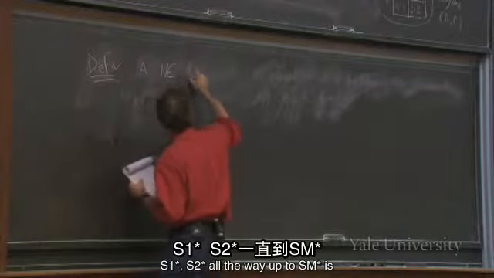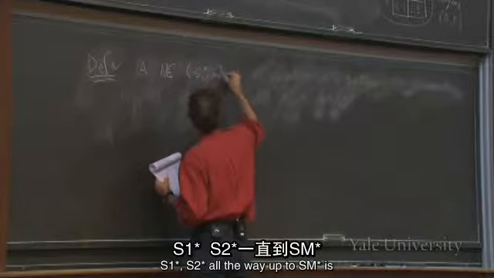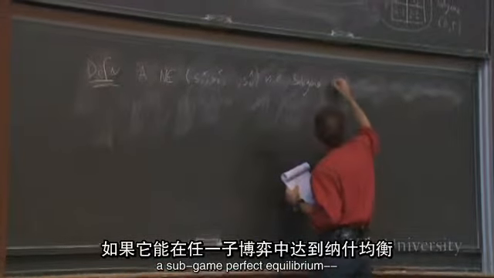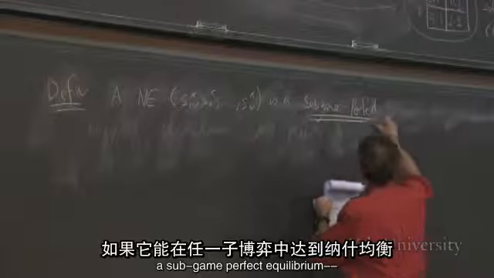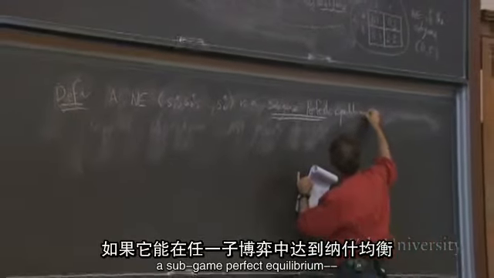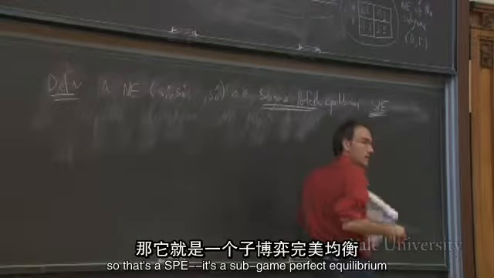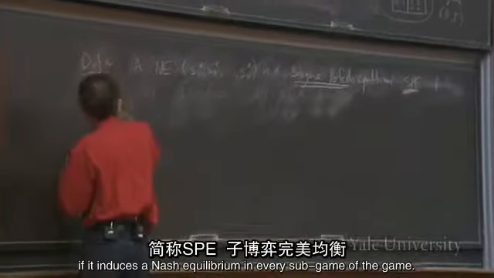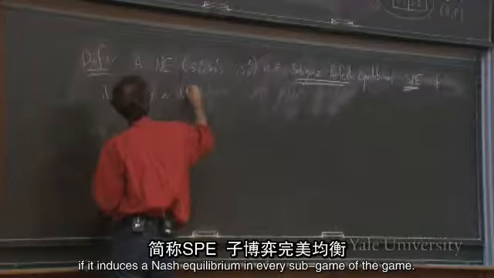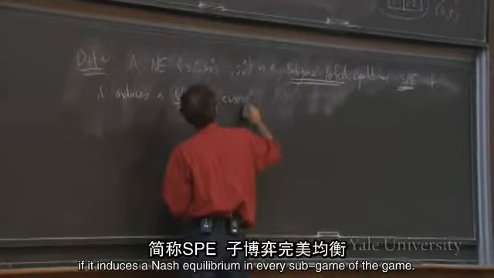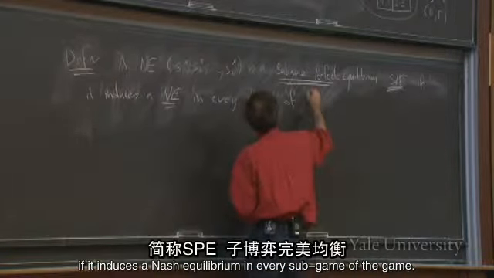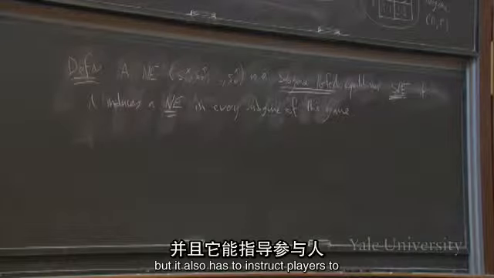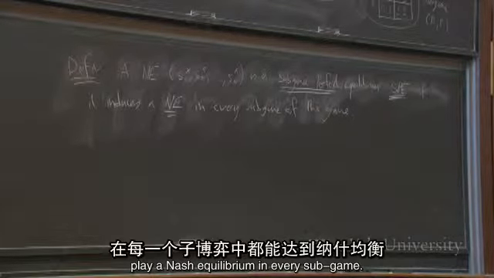So a Nash equilibrium, S1 star, S2 star, all the way up to SN star, is a subgame perfect equilibrium, that's an SPE, if it induces a Nash equilibrium in every subgame of the game. So a subgame perfect equilibrium has to itself be a Nash equilibrium, of course, but it also has to instruct players to play a Nash equilibrium in every subgame.